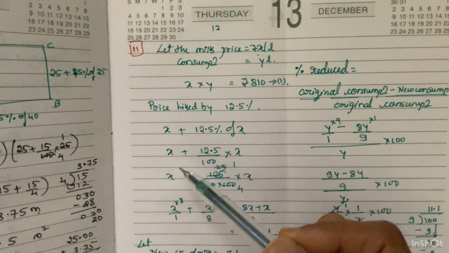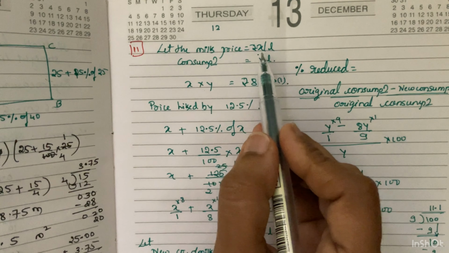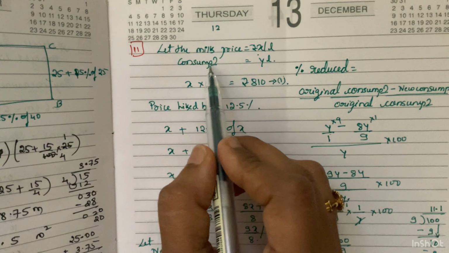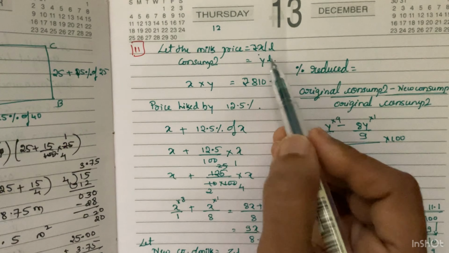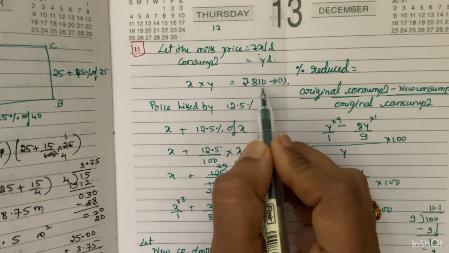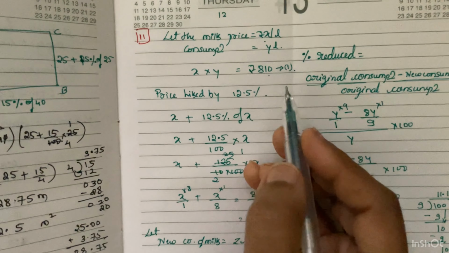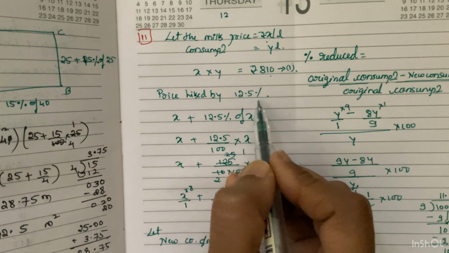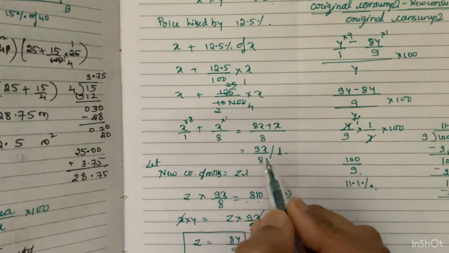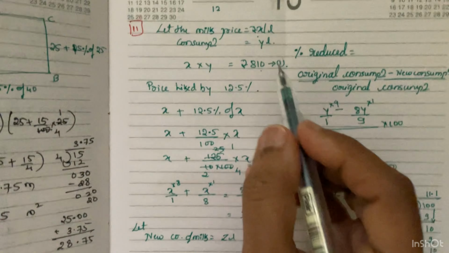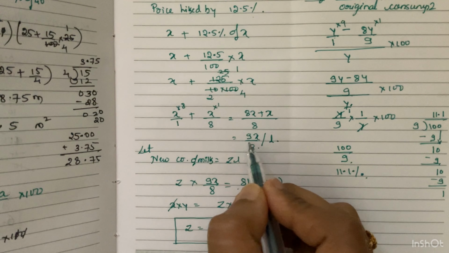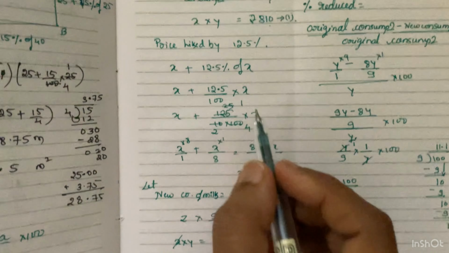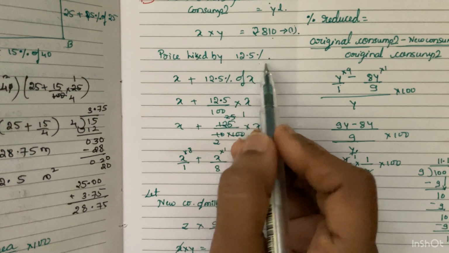So basically, what have we done here? The price we considered as rupees x per liter and the consumption as y liter. When we multiply, we get the total amount of money she used to pay. Now the price is hiked by 12.5%. For that we calculated 9x by 8. Earlier she used to pay x rupees per liter, and now she has to pay 9x by 8 per liter, because the price has been hiked by 12.5%.